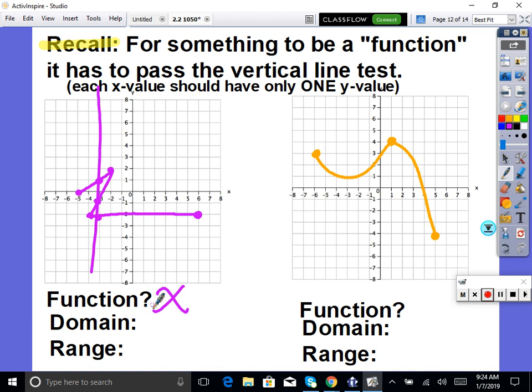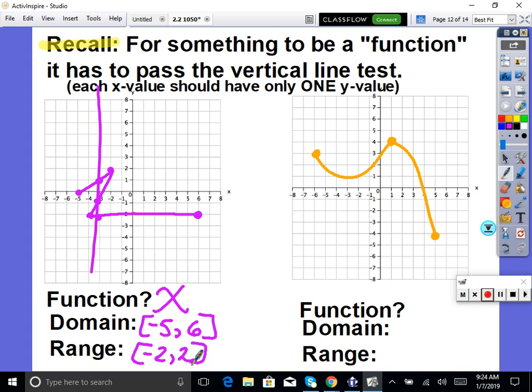But if I did ask you, and I shouldn't have drawn in pink, but oh well, what is the domain? We can still tell the domain. What are the x values here? -5 up to 6, including -5 and 6, because it's a closed circle. Do you agree? What is it ranging between? What's the lowest y value? -2 up to 2.